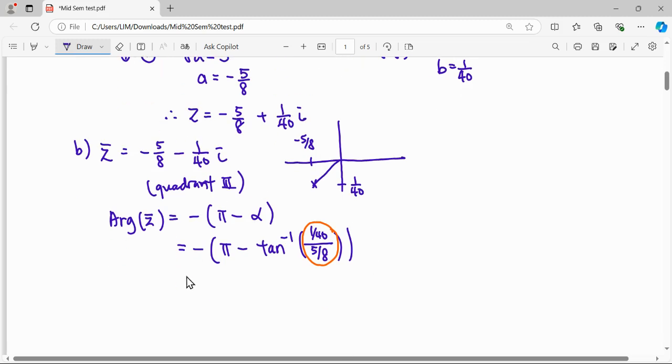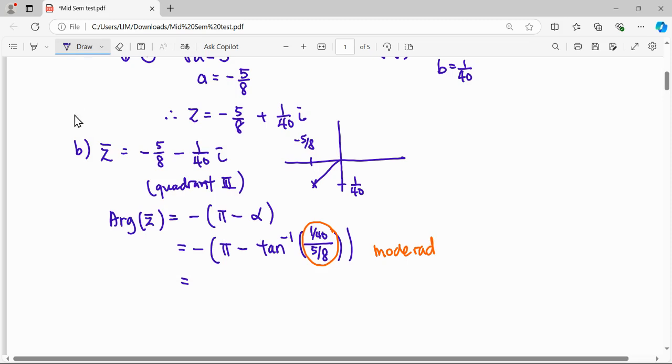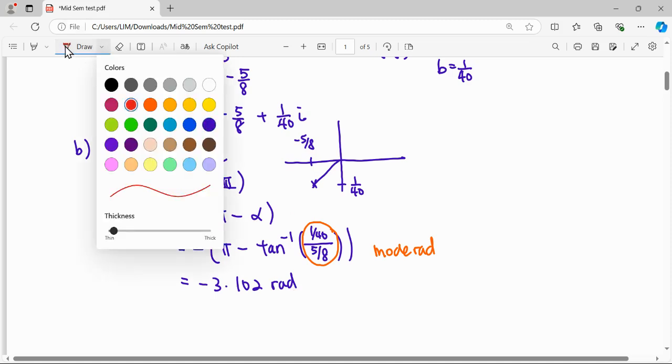Then we just need to press our calculator in radian mode. We don't want our answer in degrees, so that will be our condition for the argument. All the arguments need to be in radians. So here we have negative 3.102. Give more decimal places, more than 3 significant figures. So here we have our question 1.